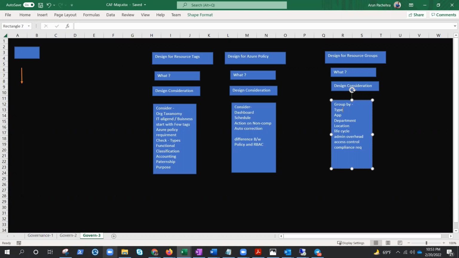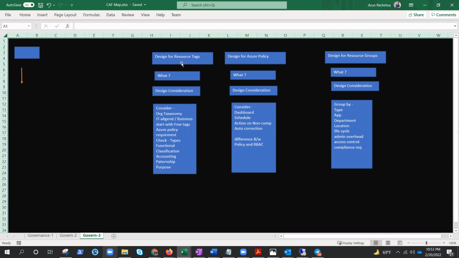Well, these are a few considerations that you need to keep in mind while designing your resource groups. I hope this would be helpful. Now let's try to understand the resource tags.